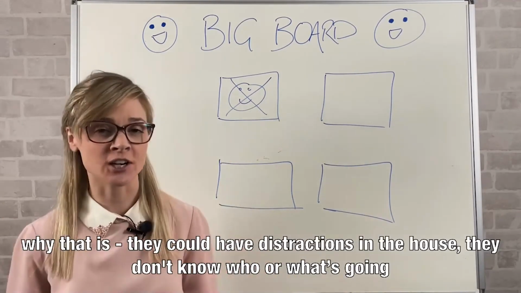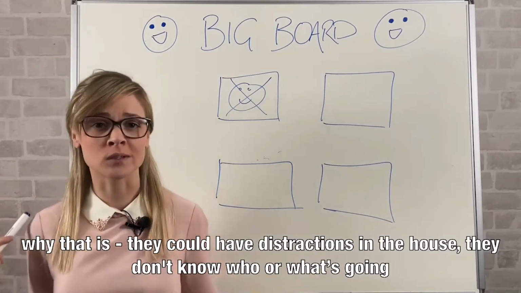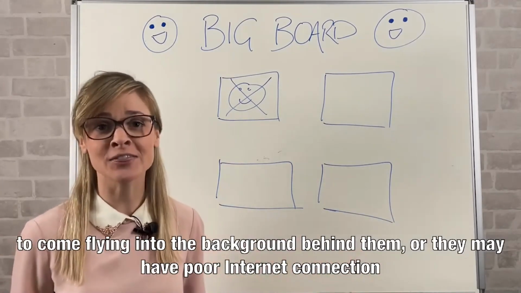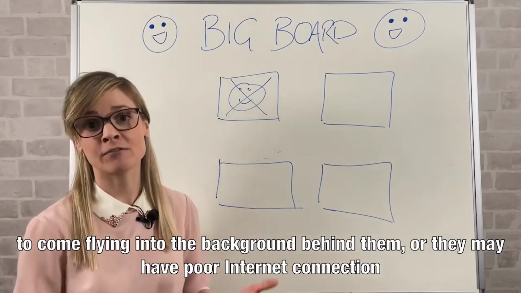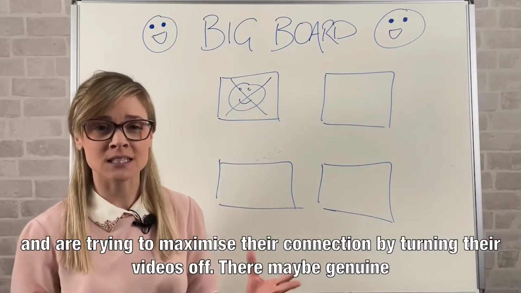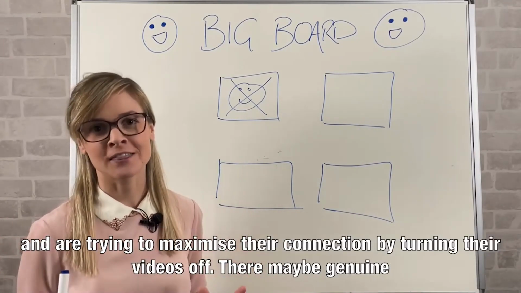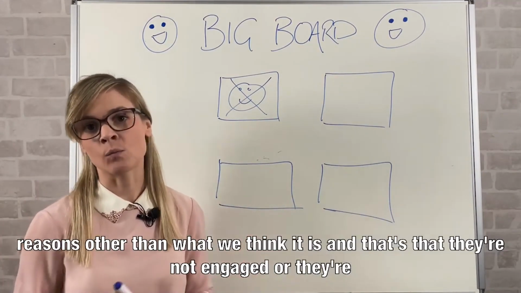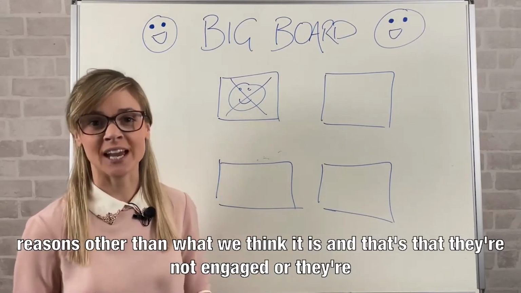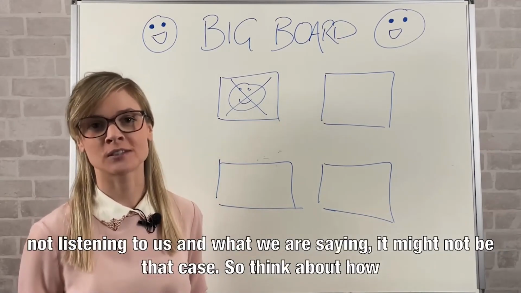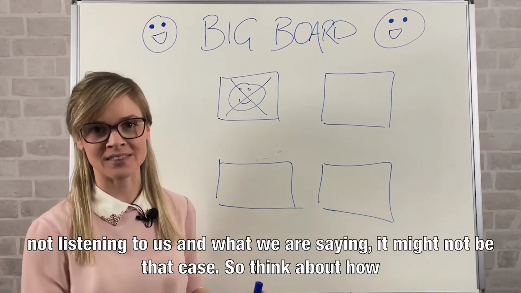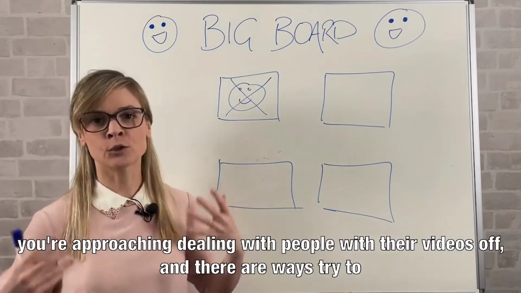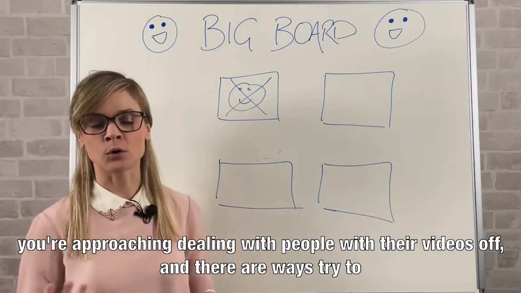They could have distractions in the house, they don't know who or what's going to come flying into the background behind them, or they may have poor internet connection and they're trying to maximise their connection by turning their videos off. There may be genuine reasons other than what we think it is, and that's that they're not engaged or they're not listening to us and what we're saying. It might not be that case. So think about how you're approaching dealing with people with their videos off.